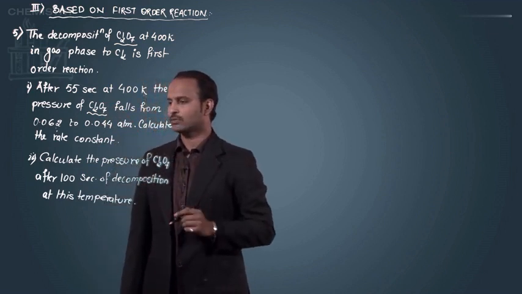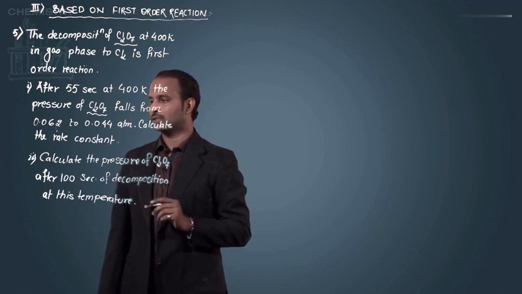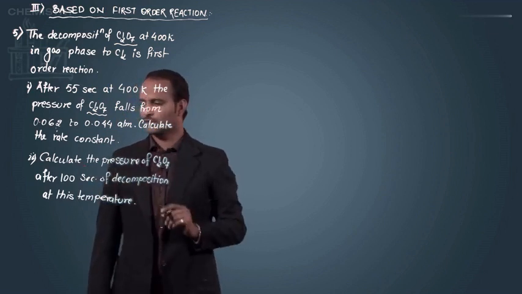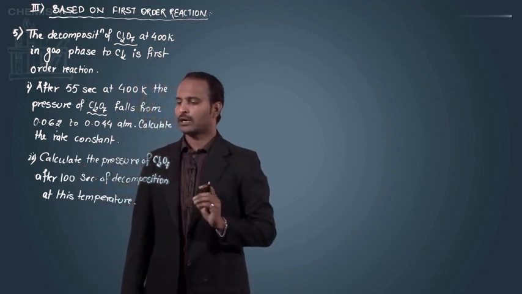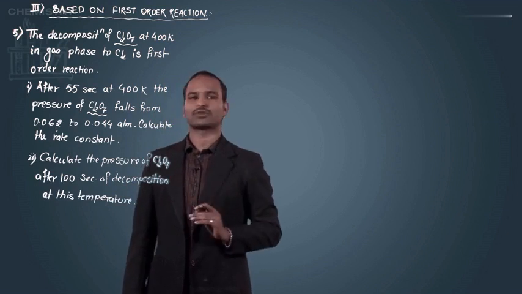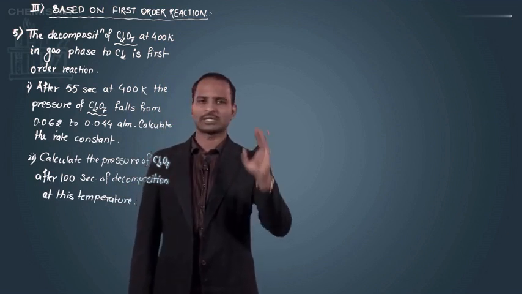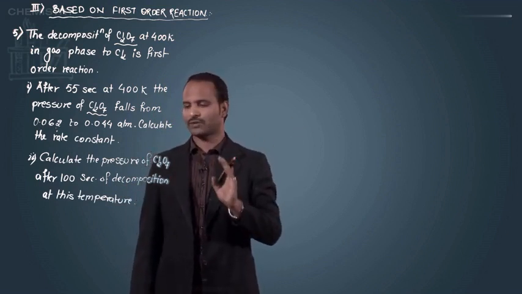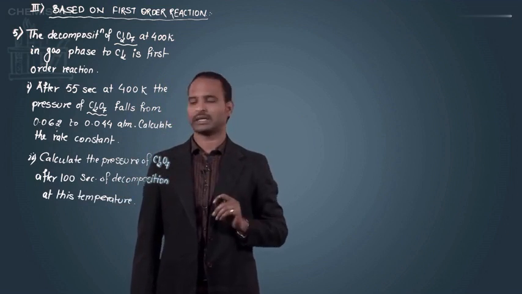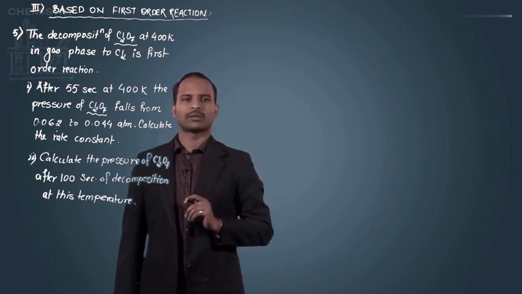Calculate the rate constant, which means again we have to calculate K. Then the second part of the question is to calculate the pressure of Cl2O7 after 100 seconds. That means we have to calculate the pressure after time t, that is PT, at this temperature.